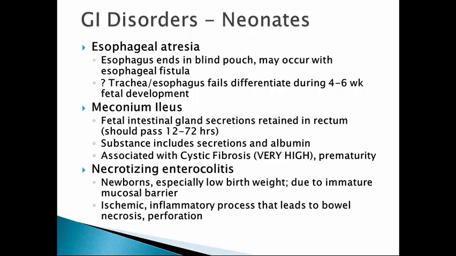Frequently, a meconium ileus is associated with cystic fibrosis, a very high association with cystic fibrosis. So when we see a meconium ileus, we generally want to make sure that we have a good family history about cystic fibrosis and may want to also check the child for CF. This is also more likely to occur in a preterm infant.